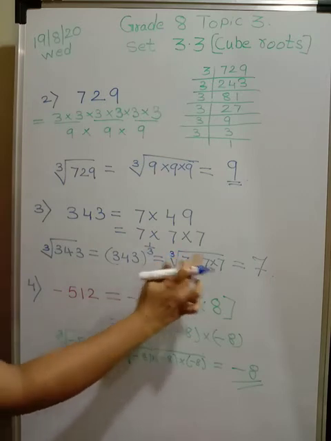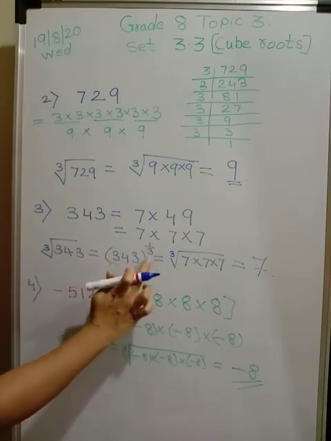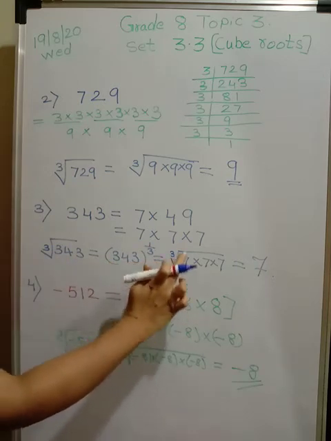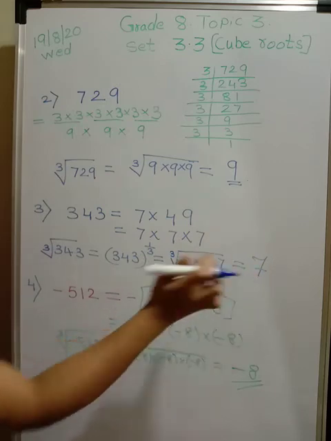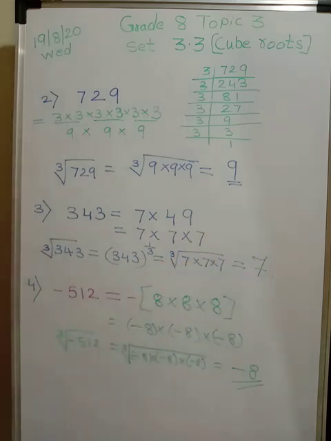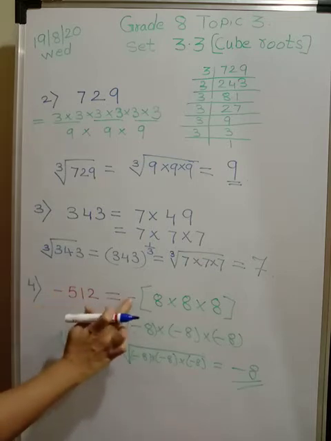So cube root of 343, also written as 343 raised to 1 upon 3. When you are taking it out from the cube root sign, your answer will be 7. Okay. Now look, this minus sign is there. Minus 512. I am keeping this minus sign outside.